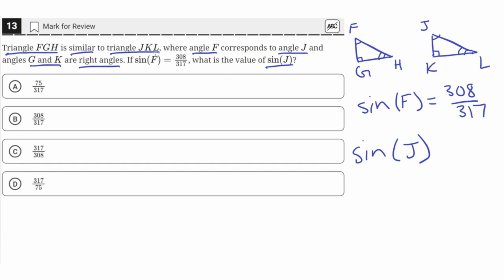And if we look at the order of the letters, F is first, right? And J is also first, so that means these two angles are equal, because in similar triangles, all the angles are the same. And since F corresponds to J, and G corresponds to K, then F and J have the same degree, which means that the sine of F is also equal to the sine of J, since they are similar triangles.